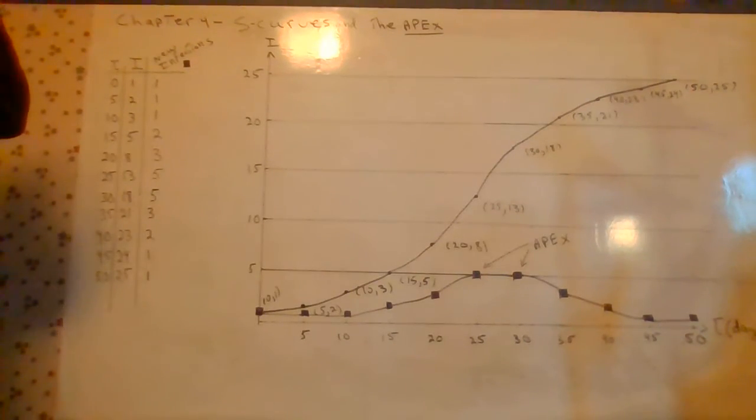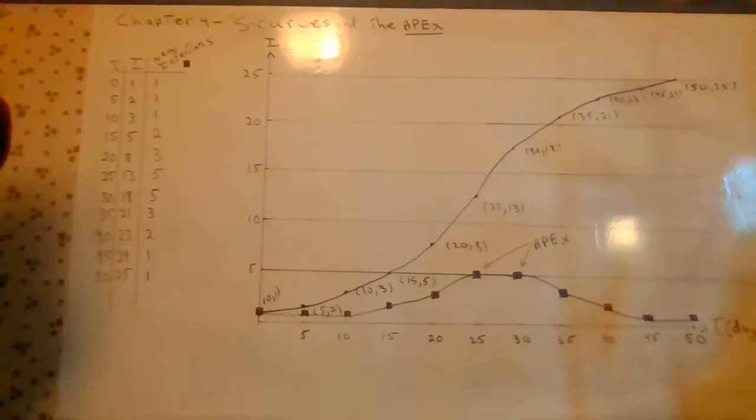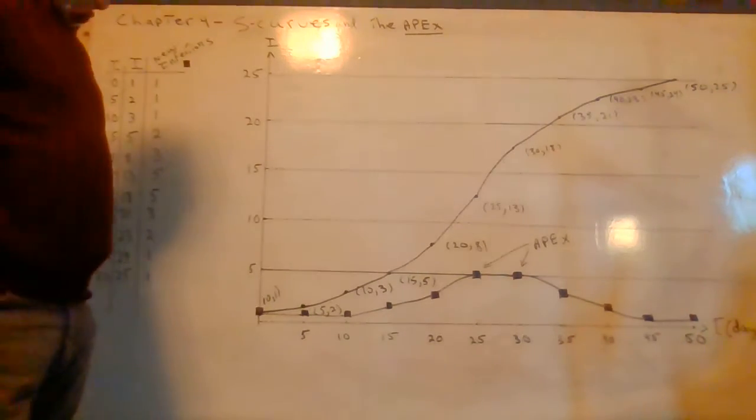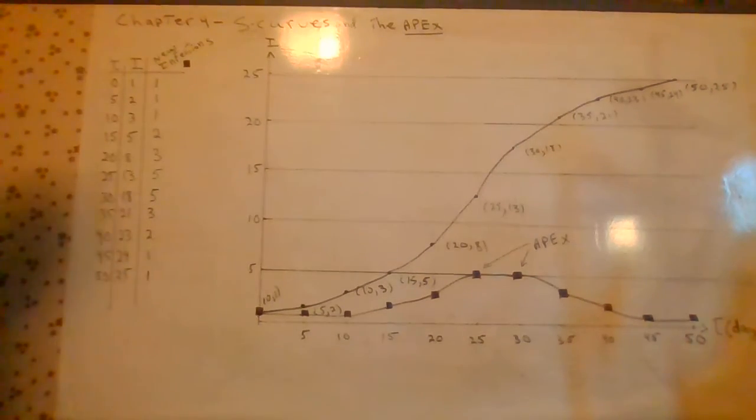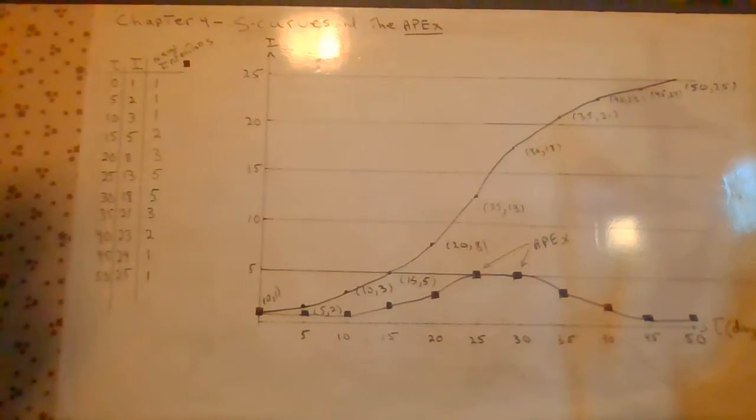Chapter 4, S-curves and the apex. The term apex was used by Governor Cuomo last spring, in mid to late March, beginning of April, when we were in the throes of COVID-19 spread. And this basic graph illustrates this principle.